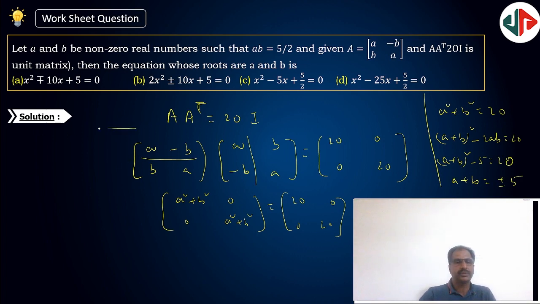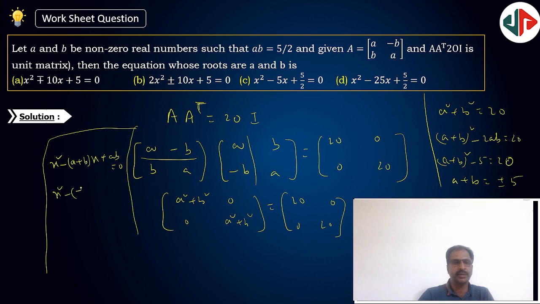Now what is the question for us? Quadratic equation whose roots are A and B. What is the formula for a quadratic equation whose roots are A and B? X square minus sum of the roots into x plus product of the roots is equal to 0. So this is x square minus, A plus B is plus or minus 5, A into B is 5 by 2. So if you take LCM, 2x square minus or plus 10x plus 5 is equal to 0. Option B is correct.